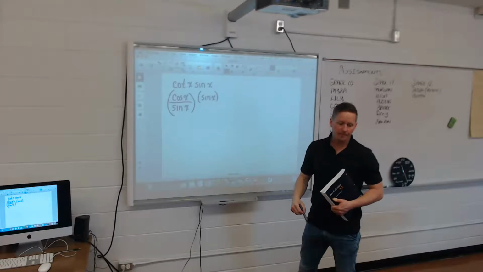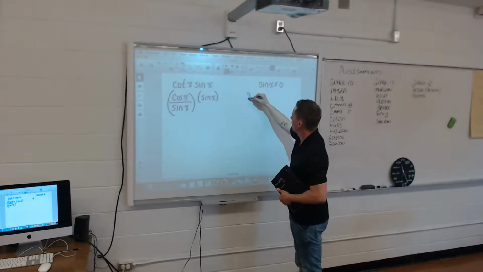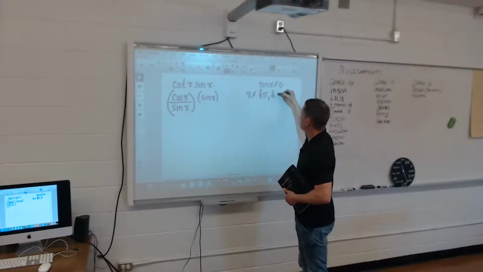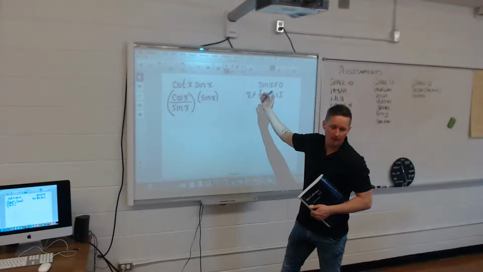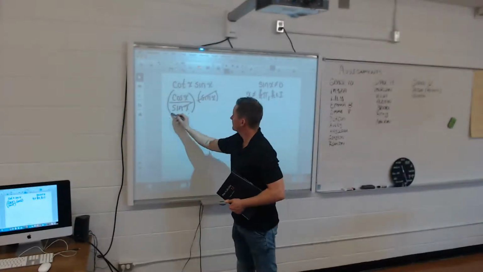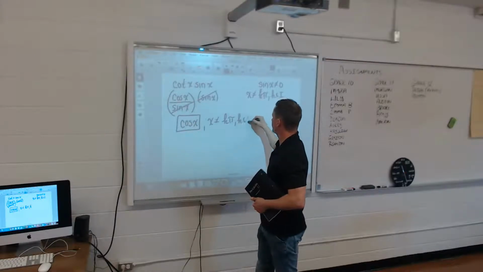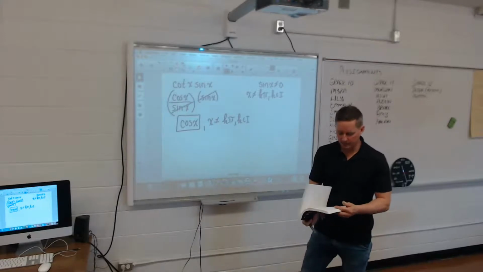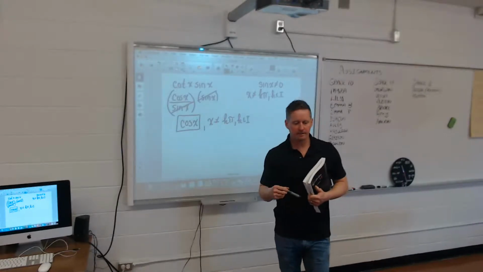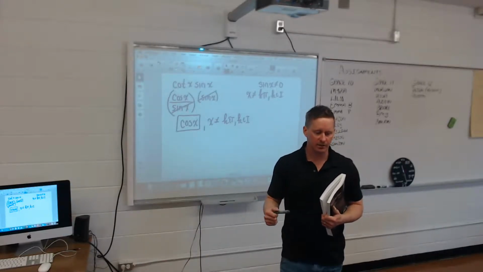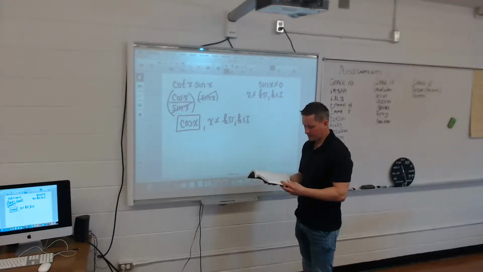All right? My non-permissible values: sine x can't equal 0. Therefore, x can't equal k pi, where k is an integer. And now that I have my restrictions or my non-permissible values, all I do is cancel out. That leaves me with cos x. So there's my solution. So that's looking at 2a. All right. So what I'm doing is I'm taking sinusoidal expressions now, not polynomial expressions, and I am reducing them into smaller terms.